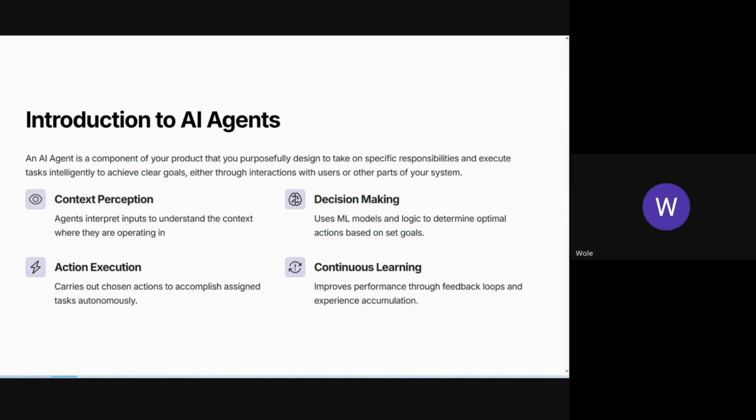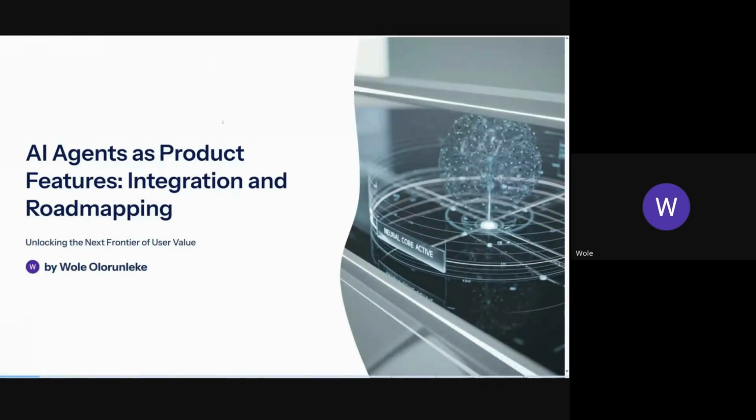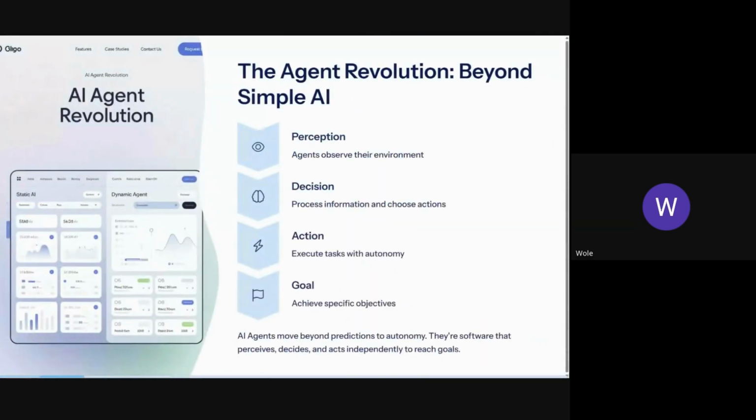Today, what we're walking through is how to make AI agents into features within the product itself. So that's AI agents as product features, the integration, and possibly the road mapping. If I want to put an AI agent in as a product feature, we shouldn't always think of it as just being a chatbot. We should think of what the AI agent would do in the context of the solution that we're working on.